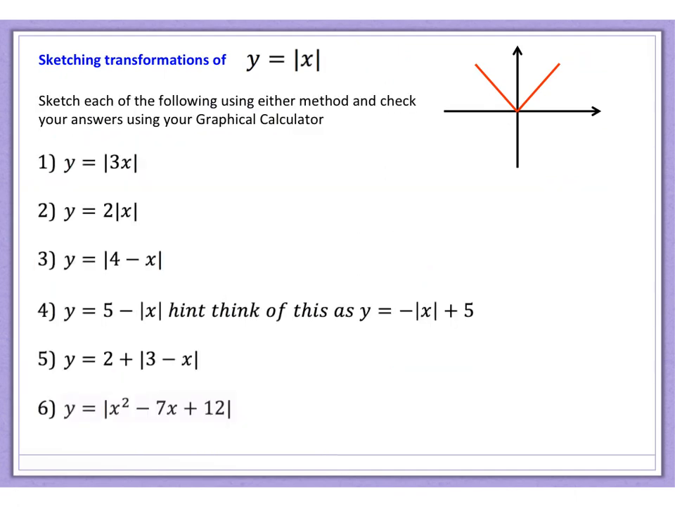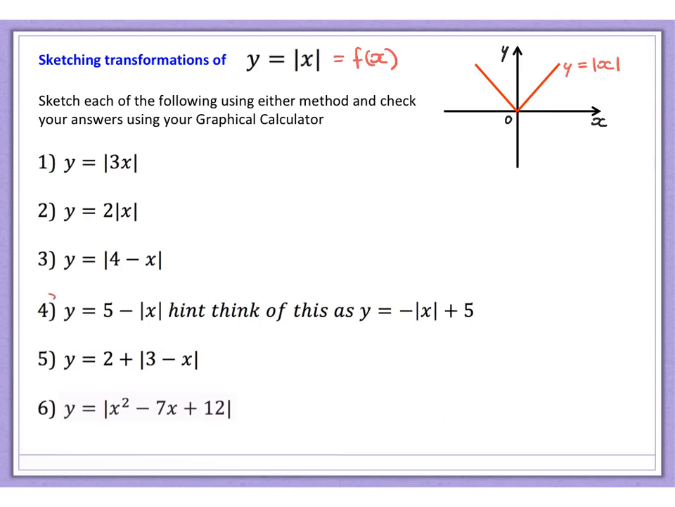Now, both of these methods for sketching transformations of y equals mod x are equally valid. You're going to have a go at 6 examples. You can use either method, whichever one you prefer. You may want to try using both methods in each example and then coming to a conclusion about which method is a little bit easier to use.